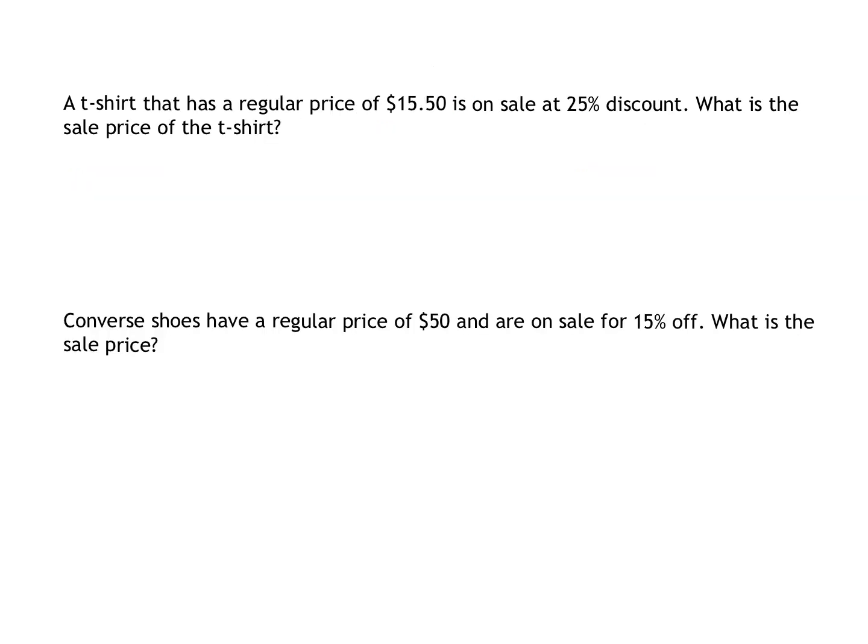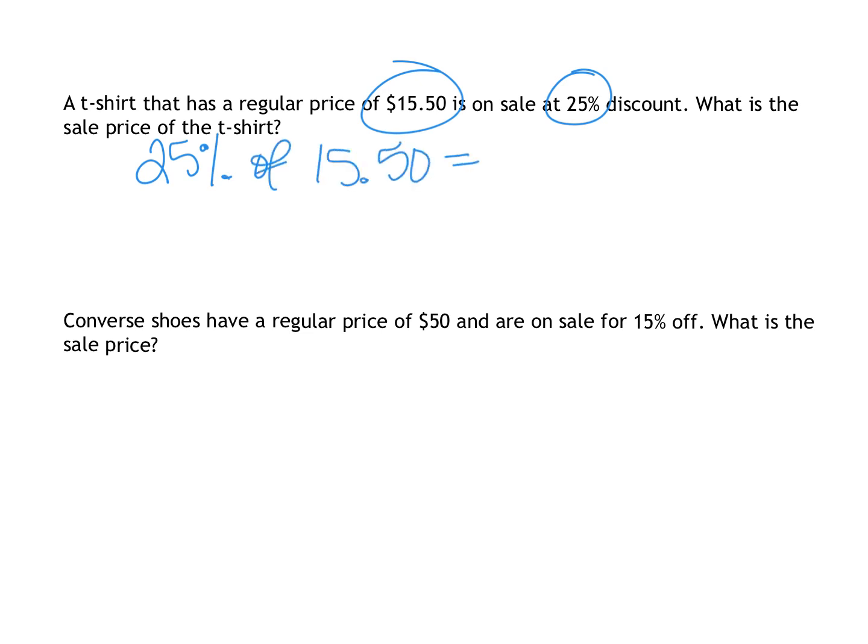Okay, a couple more examples. A t-shirt that has a regular price of $15.50 is on sale at 25% discount. What is the sale price of the t-shirt? I want to know what 25% of $15.50 is. So we know by now that we do 0.25 times 15.50. And we get 3.875, so I need to round that to $3.88. That's my discount.